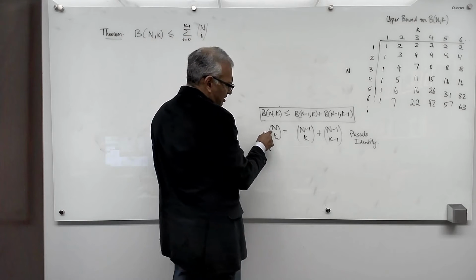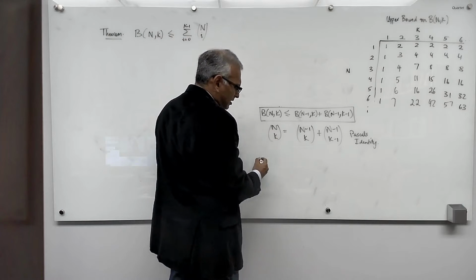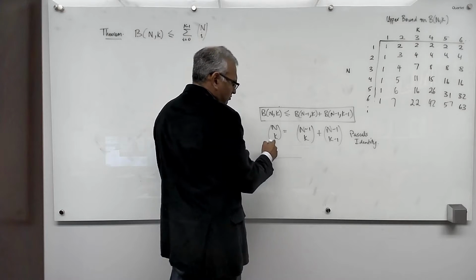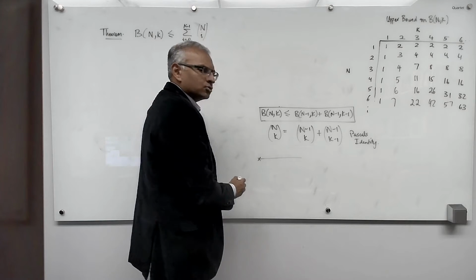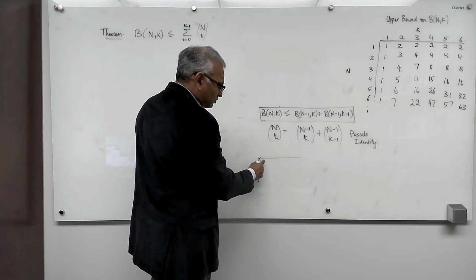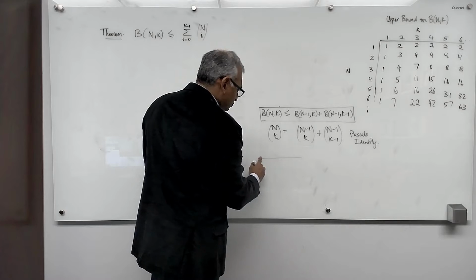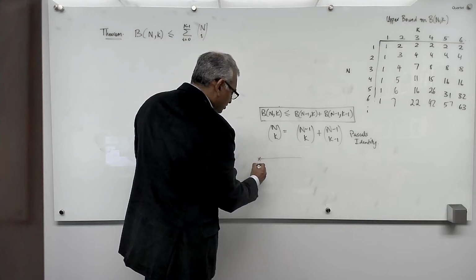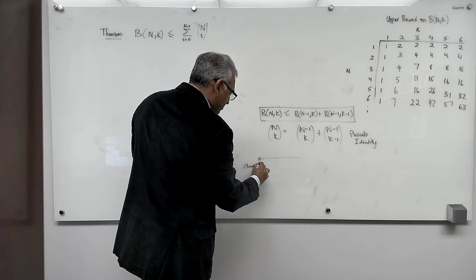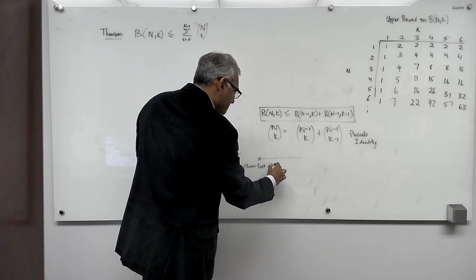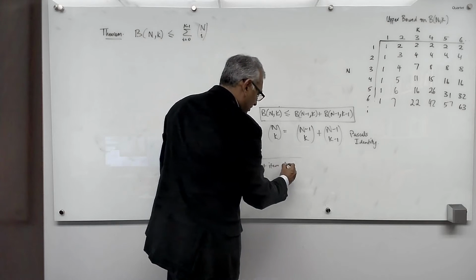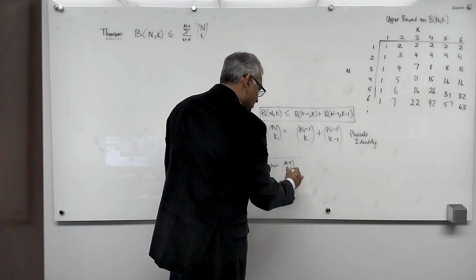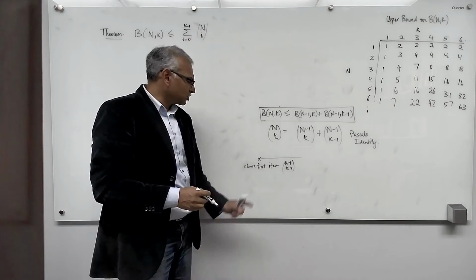Think of it this way. This is the number of ways to choose k items from n. So you have n items and you want to choose k. There are two scenarios. Either you choose the first item or you don't. If you choose the first item, then you have k minus 1 more to choose from n minus 1. So there are n minus 1 choose k minus 1 ways if you condition on choosing the first item.